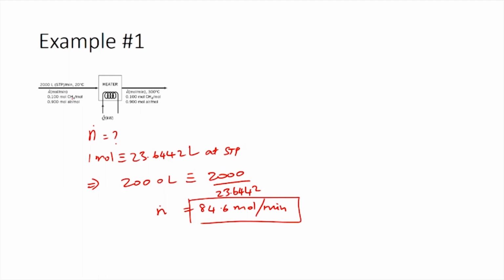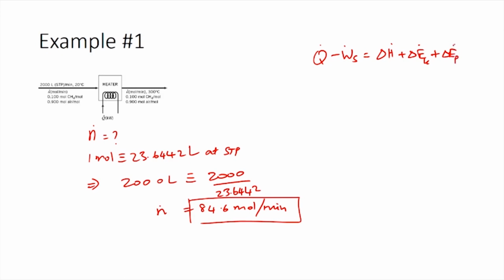The next step in any energy balance problem is to identify what type of system it is. Here it is an open system because we have a flow rate, which implies that our equation would be Q dot minus Ws dot equals delta H dot plus delta Ek dot plus delta Ep dot.